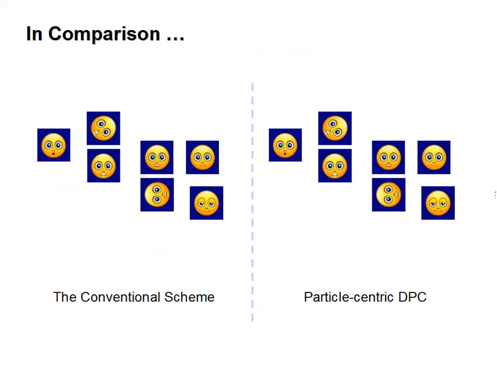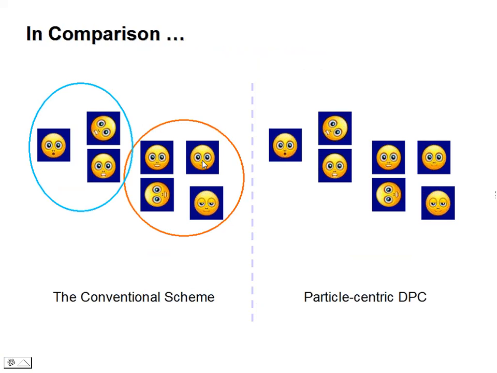First, a quick comparison between the conventional scheme and the particle-centric direct method. In the conventional scheme, if we have these particles, just schematically, let's say we have two classes for two different expressions. In a particle-centric approach, there are 7 classes centered on each particle.